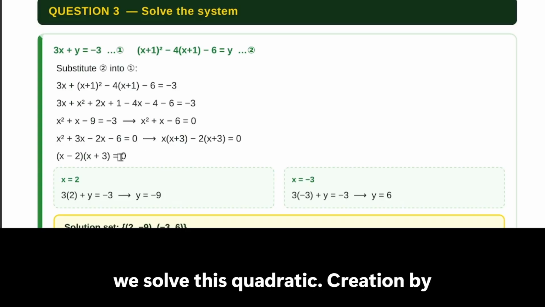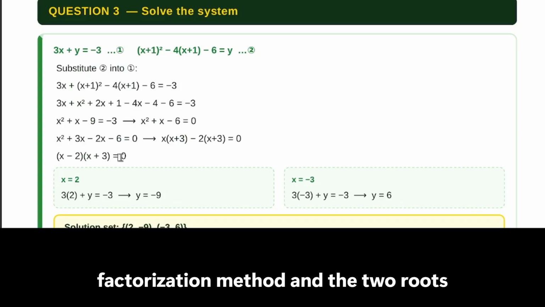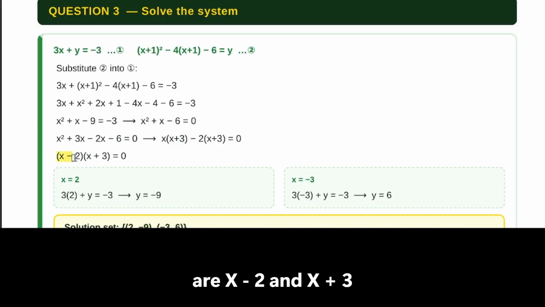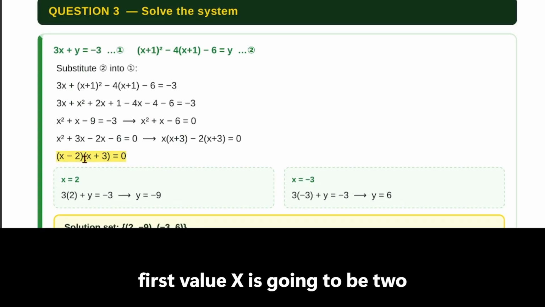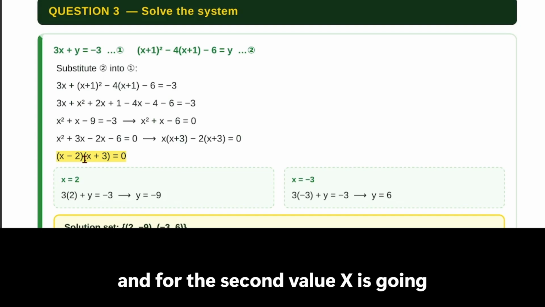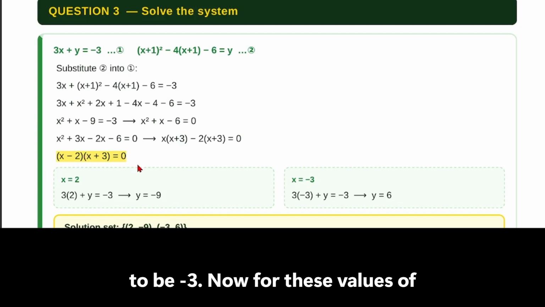So we solve this quadratic equation by factorization method, and the two roots are x minus 2 and x plus 3 is equal to 0. What does this mean? This means that for the first value, x is going to be 2, and for the second value, x is going to be negative 3.